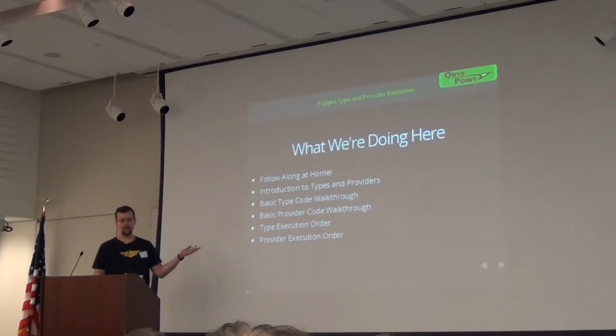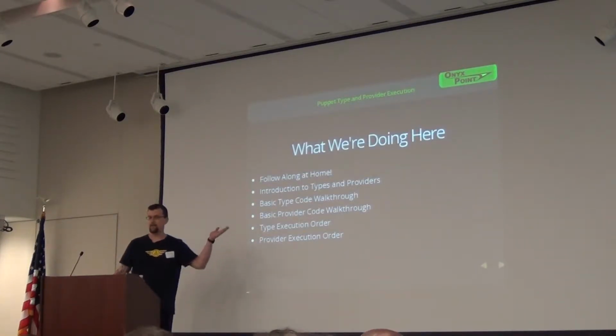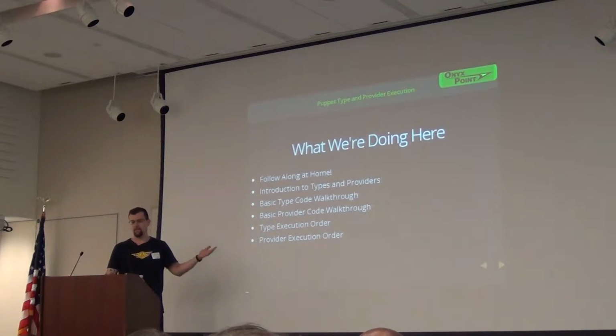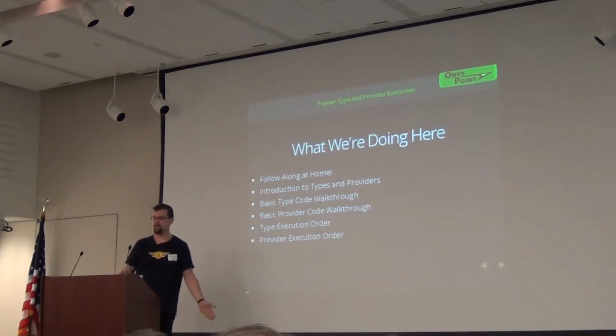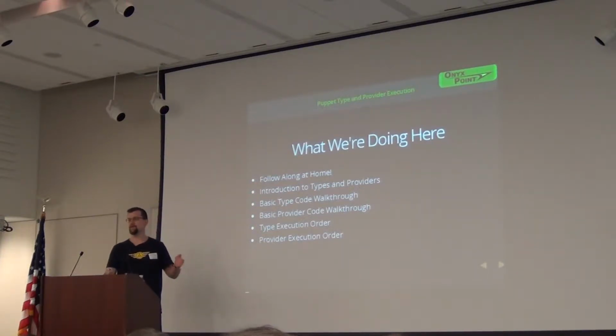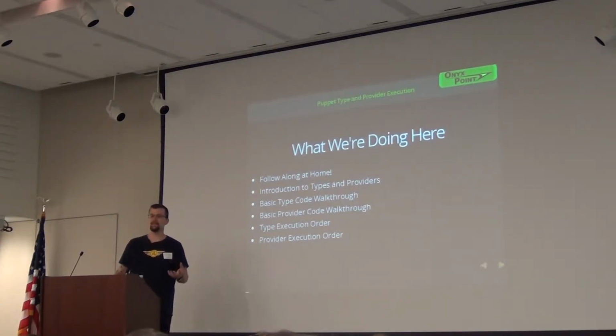What we're going to do is go through this with me on your laptop: an introduction to types and providers, a basic type code walkthrough, a basic provider code walkthrough, type execution order, and provider execution order. This is all important if you want to create custom resources of your own for more advanced types of management of your systems. So if you're writing a lot of execs, this is what you're going to want to look at to replace those execs with native Ruby code that's more efficient and effective on your systems.